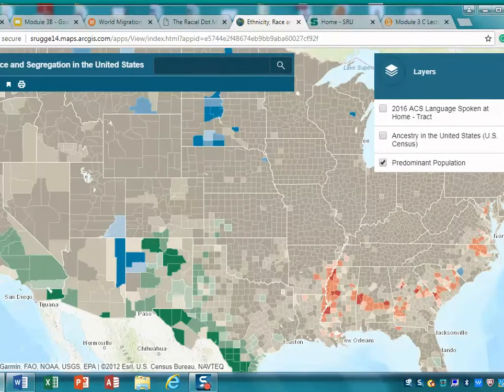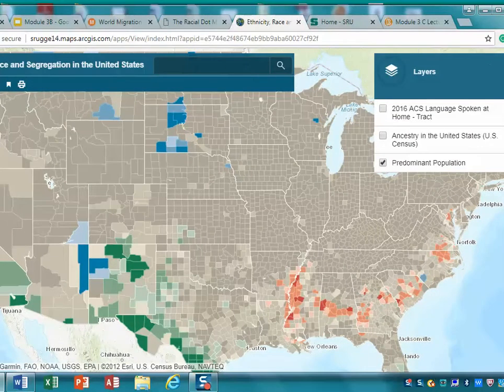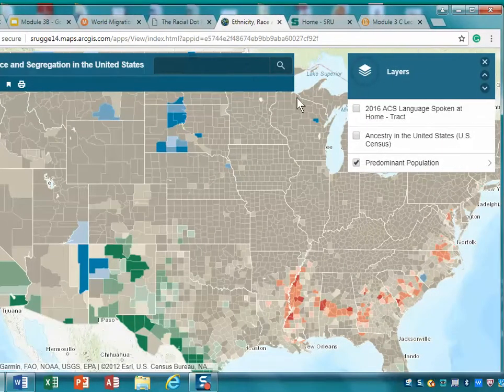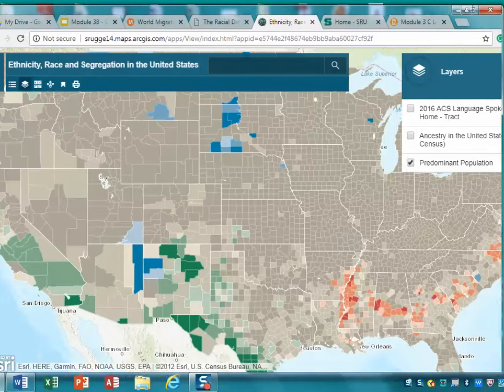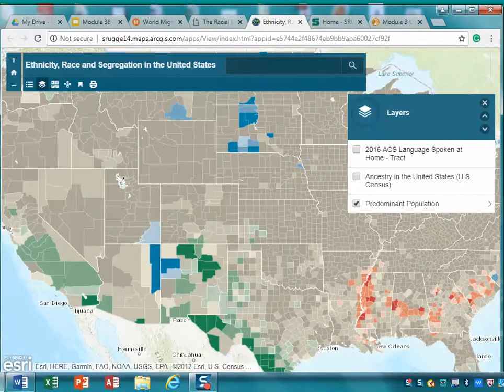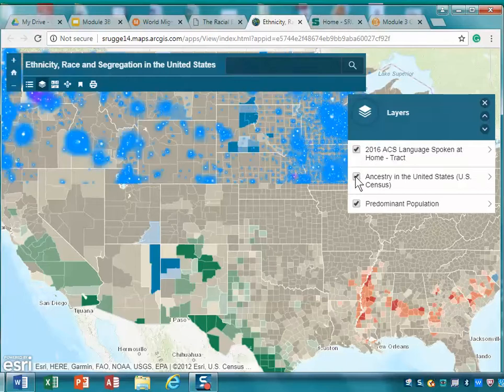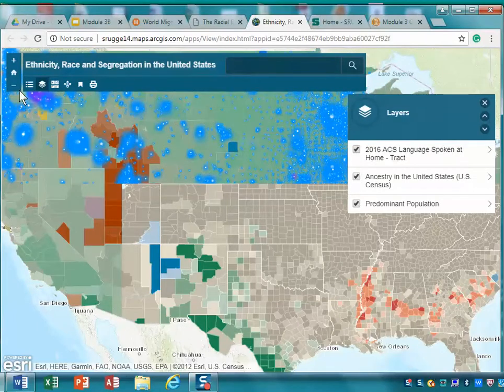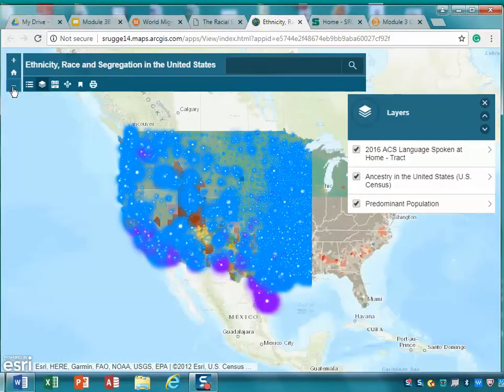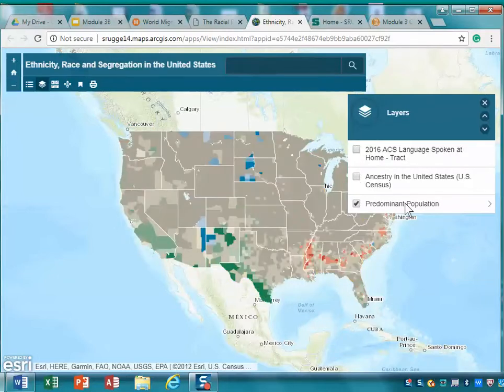You're going to be actually using two maps here. The first, let me get this set up to our view, is the ethnicity, race, and segregation map in the United States. When you open this map up, what you're going to see is three layers turned on. They're going to look like this. And I'm going to zoom out a little bit so we can see the entire country. What I want you to look at, we have three layers of data. The first of these, and I'm going to turn the rest of these off, the first layer that I'm going to have you look at is what we call predominant population.